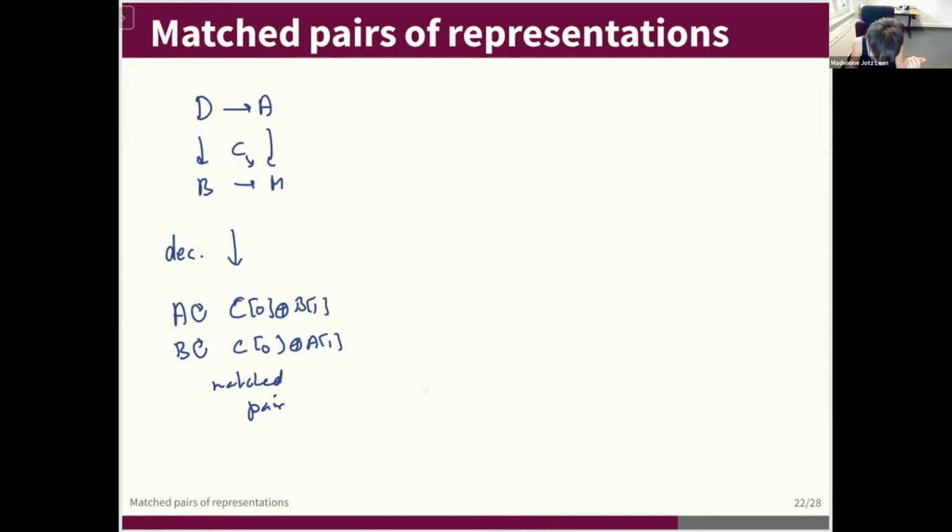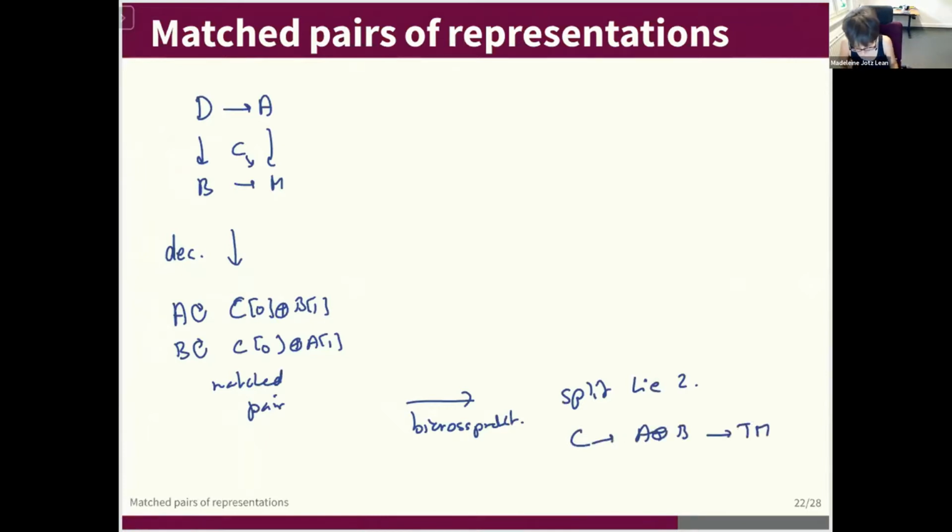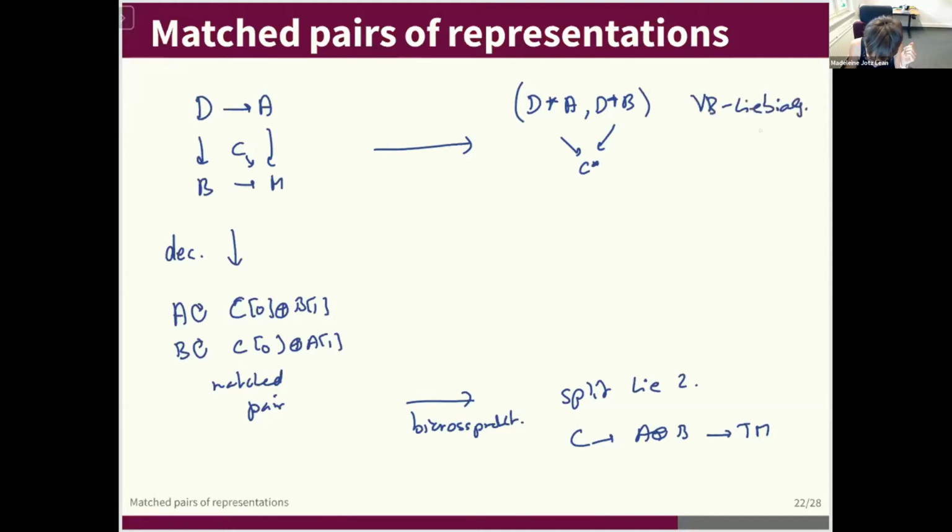And when you take this matched pair as a bi-cross product, you get split Lie2 algebroids. Split Lie2, which is C, A plus B, TM, so you get some structure objects. But on the other hand, when you start with your double vector bundle, double Lie algebroid, there's a condition which says that if you dualize D over A and D over B, then you always get new Lie algebroid structures, which are over C, and you get a Lie bi-algebroid, VB Lie bi-algebroid.